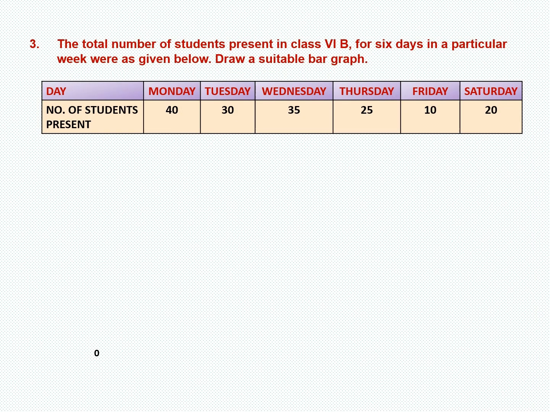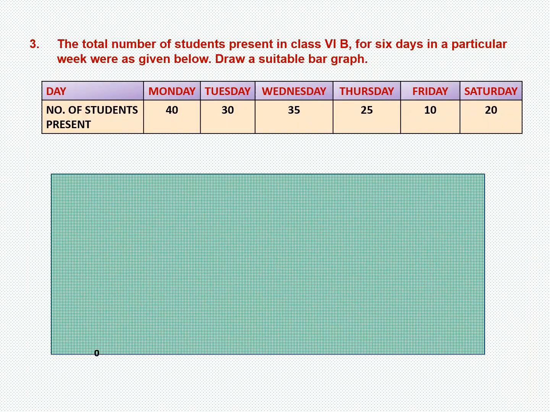Question 3. The total number of students present in class 6B for 6 days in a particular week are as given below. So we need to draw a suitable bar graph. So the table is given to us with two values. Let's begin. We have our graph sheet.